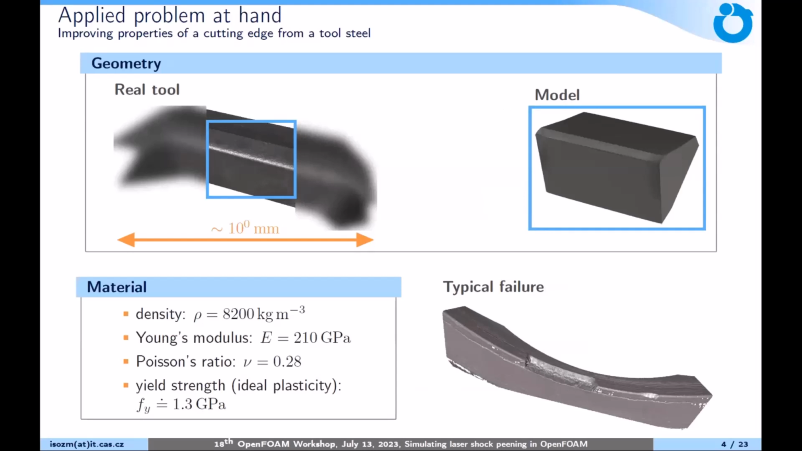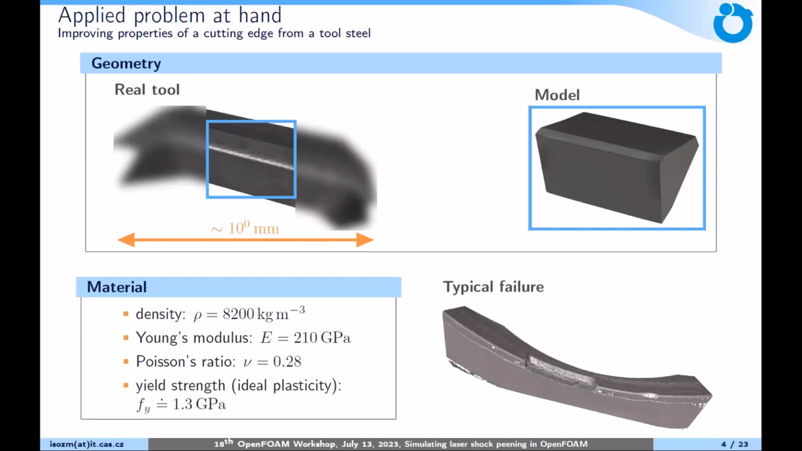So why we actually started with this was because of an application. We needed to support the people who had the technology with a little bit of modeling, and they wanted to improve the properties of a cutting edge. Originally, I blurred the edges of this actual tool because of industry, but afterwards I got permission, so you will see the whole tool a few slides later.